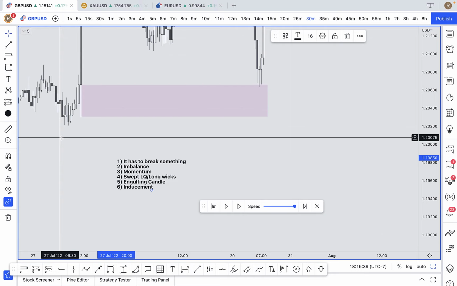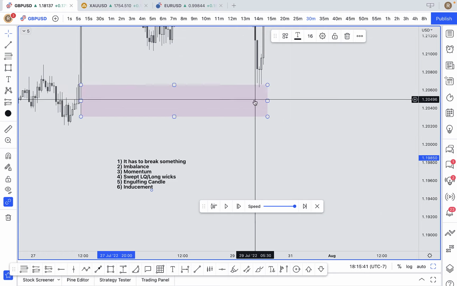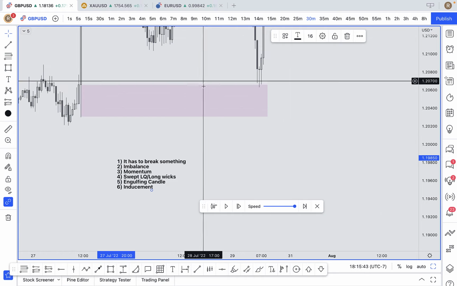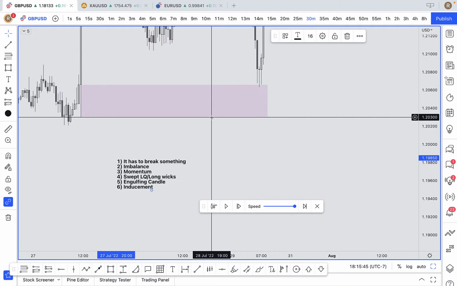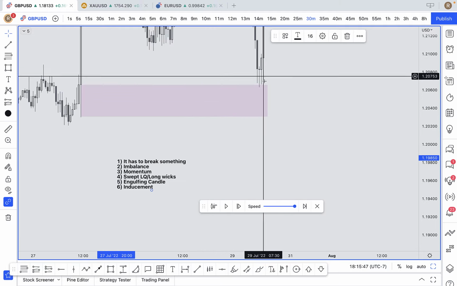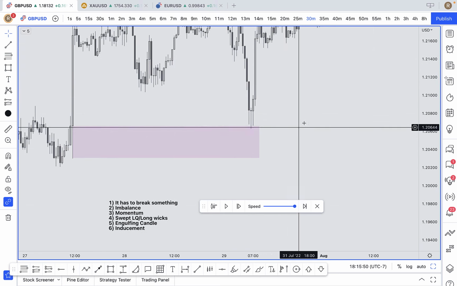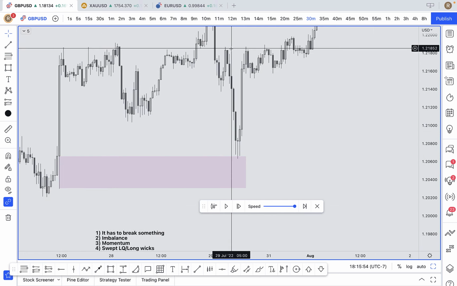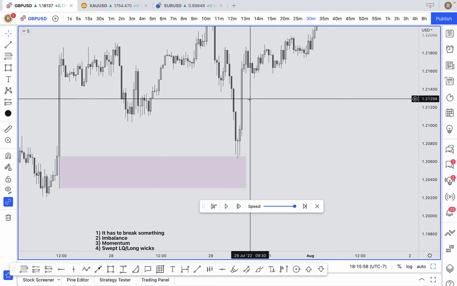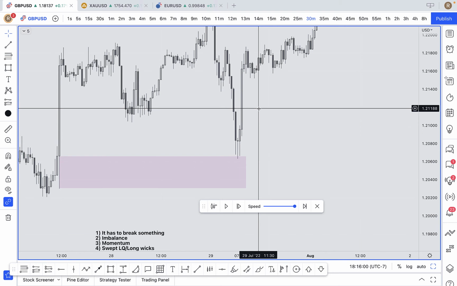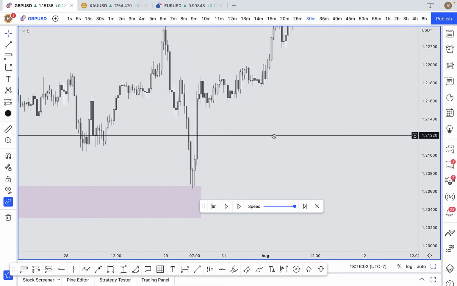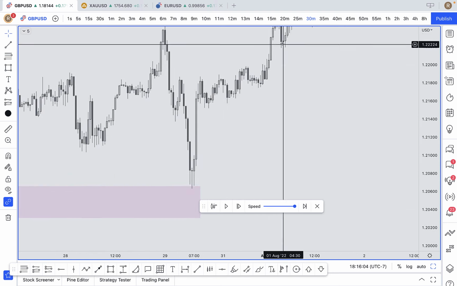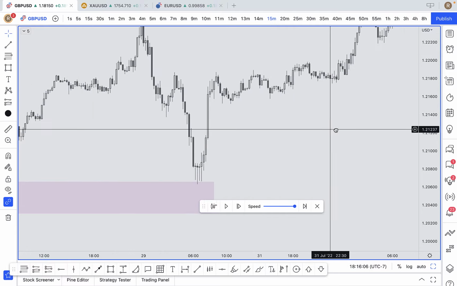Next to wicks is obviously engulfing candles. Here you get both wicks and engulfing candles. So this here would be, once again, a great demand zone if it did something. Now, I don't love this one. I wouldn't per se say it broke anything. So what we could actually do is just check.